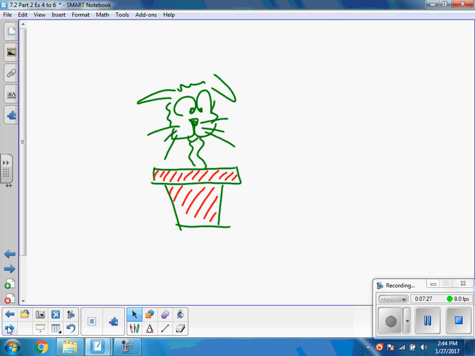Oh, hello. We have a cat growing out of a flower pot. Hey, that kind of looks like my cousin. Or at least it reminds me of him.